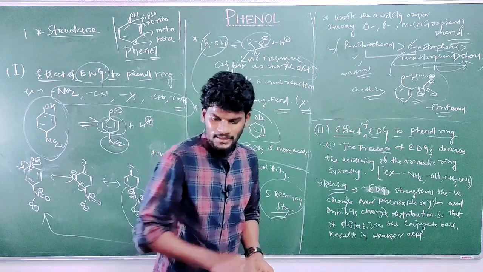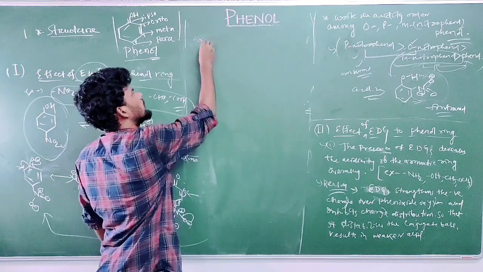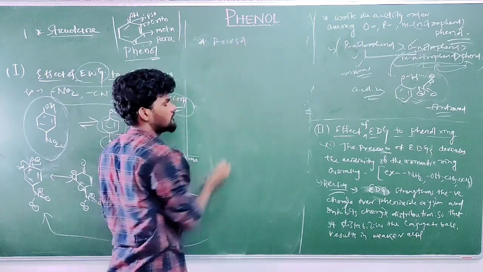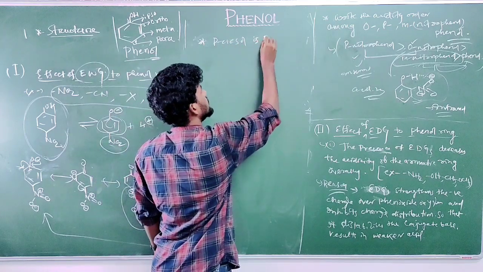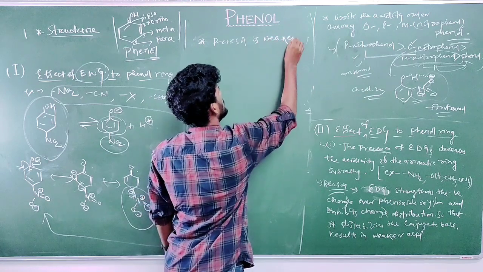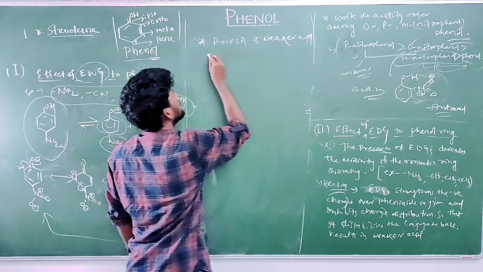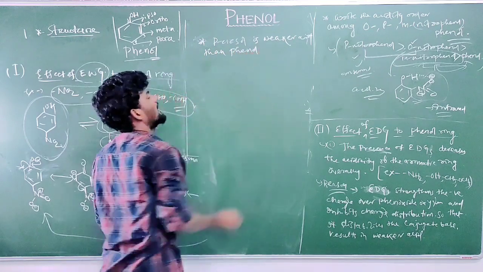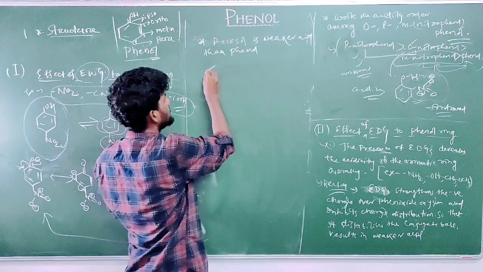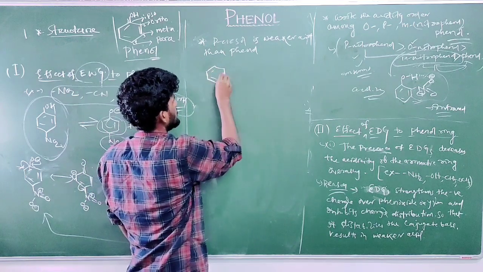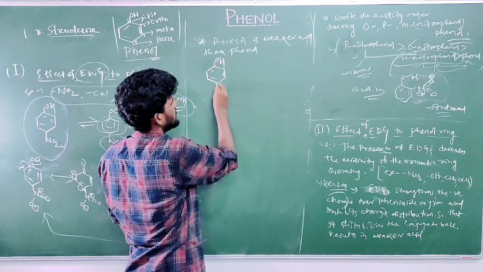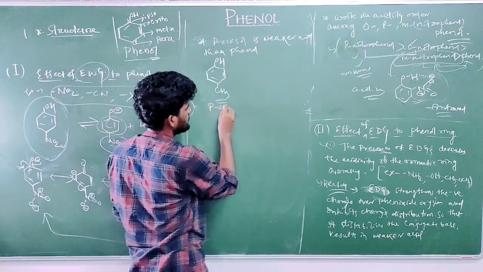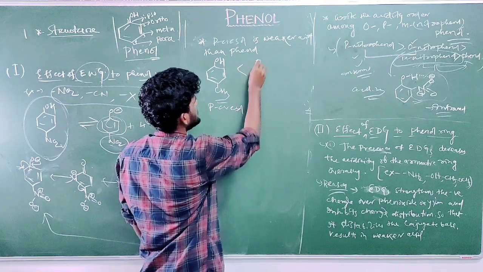So by taking an example we can understand this. For example, write paracresol. Paracresol is a weaker acid than phenol. Okay, so what is the structure of paracresol? This is phenol, and in the para position there is a CH3 group attached. This is known as paracresol, p-cresol. So it is less acidic than phenol.